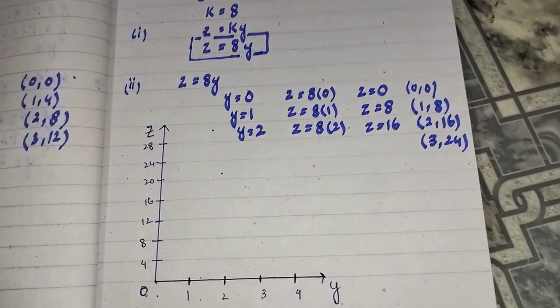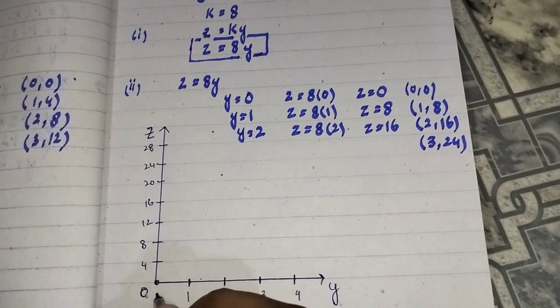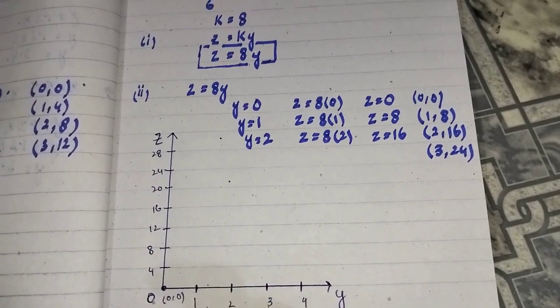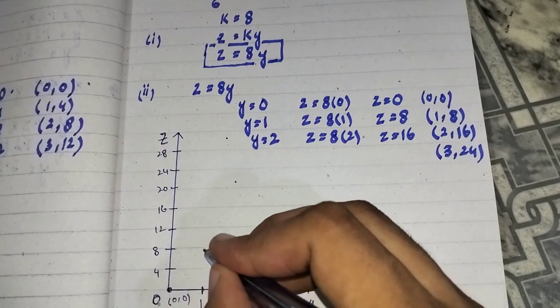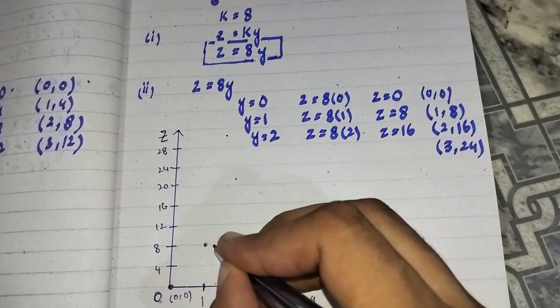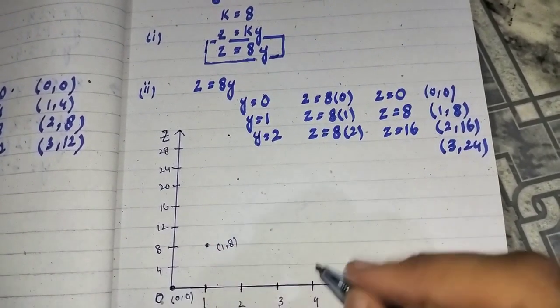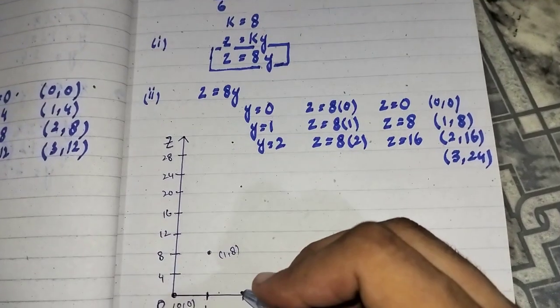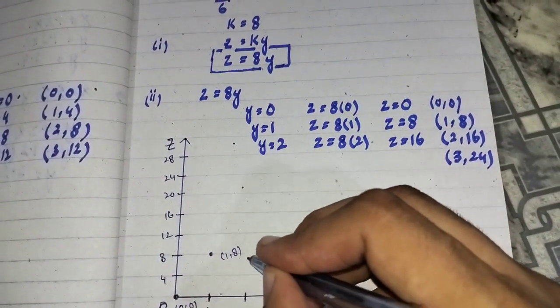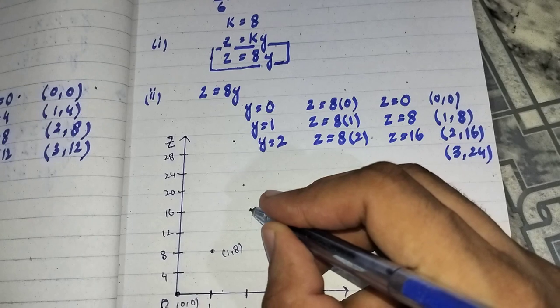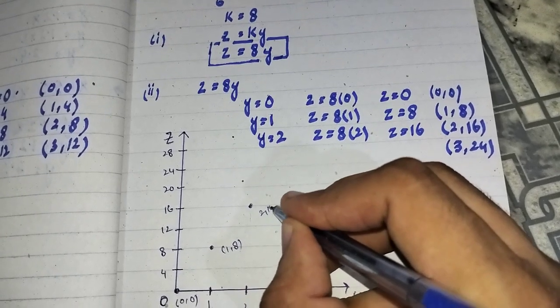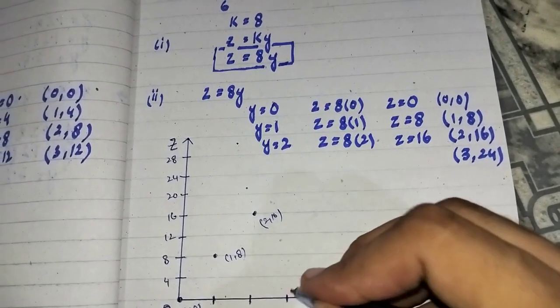So the first point is 0 comma 0. The next point is 1 comma 8. Then 2 comma 16. Then 3 comma 24.